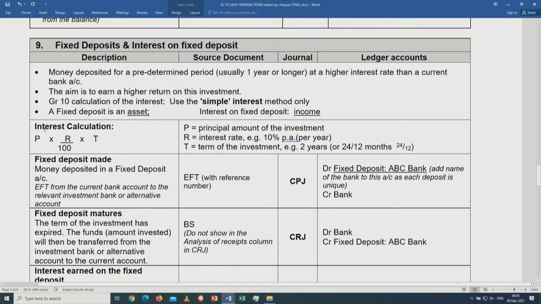So this is how it goes. We are going to have P, which is the principal amount on the investment, meaning whatever we have invested, multiplied by the interest rate, then divided by 100, and then multiplied by the time, which is the term that we have invested that money for. If it's for 12 months, you'll write 12 months. If it's for 2 years, it will depend on the time that you have invested that money for.